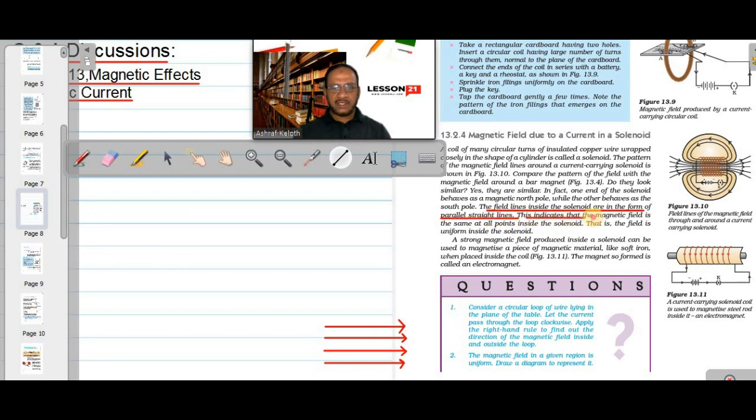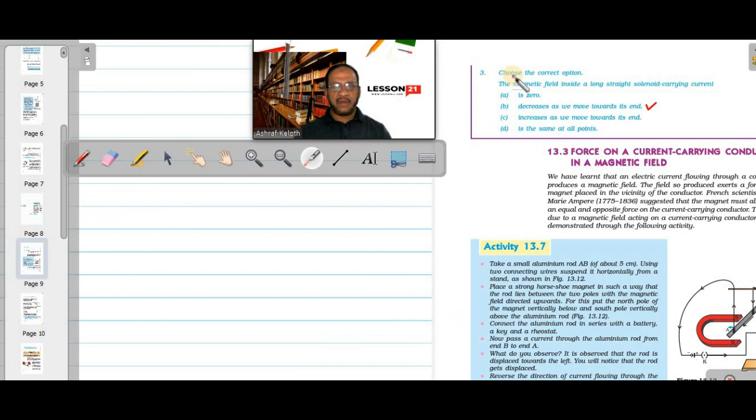This indicates that the magnetic field is the same at all points inside the solenoid. That is, the field is uniform inside the solenoid. As per the question, choose the correct option: the magnetic field inside a long straight solenoid carrying current is 0, decreases as we move towards the end, increases as we move towards the end, or is the same at all points.